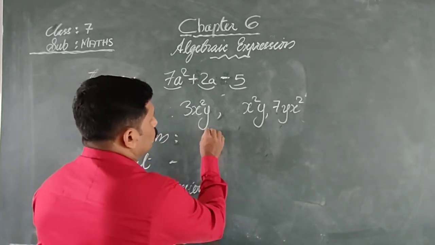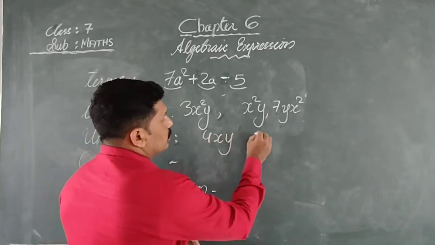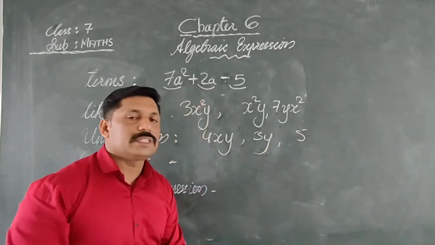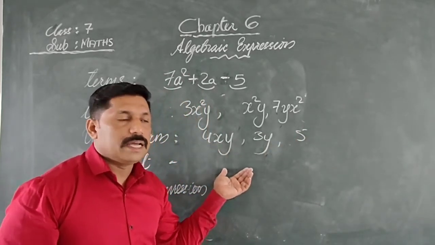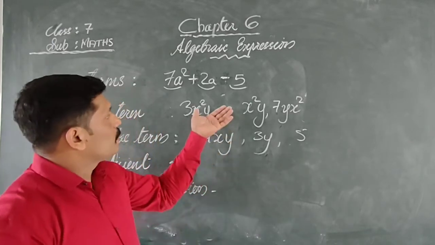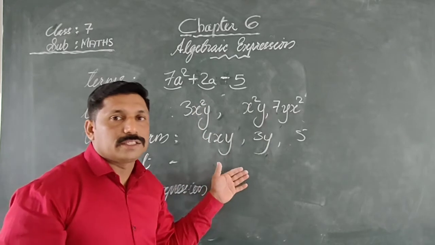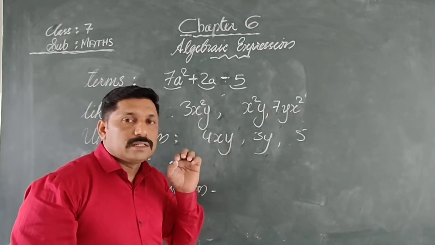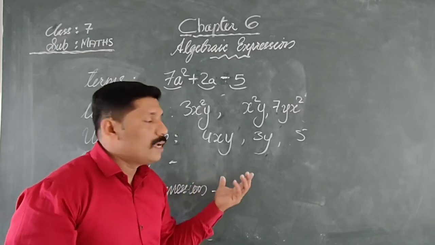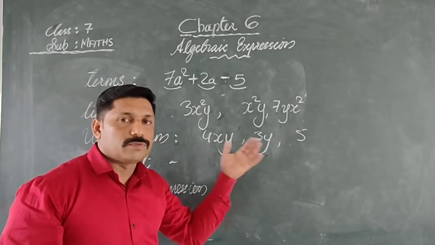Example, 4xy, 3y or 5. These are different terms with different variable parts. They are examples of unlike terms. So like terms and unlike terms, I think students, you understood. Like terms means the terms with the same variable part with the same power, and unlike terms is just the opposite of that.